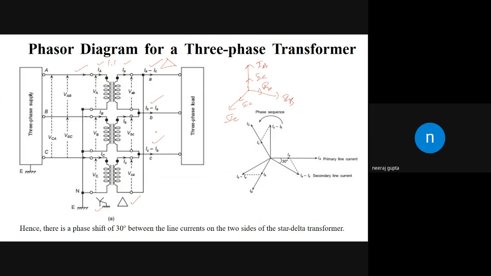Now we will draw it in the phasor diagram. In the phasor diagram, it is like the previous one: we have IA, then IB, and IC. Now we have to see the line currents. We have to draw the phasor diagram between the line current on the star side and the line current on the delta side. So this is IA minus IC. This is IA and IC is this one. We add them, then we have IA minus IC here, and this angle is 30°. So from this we conclude that there is a phase shift of 30° between the line currents on the two sides of the star delta transformer.